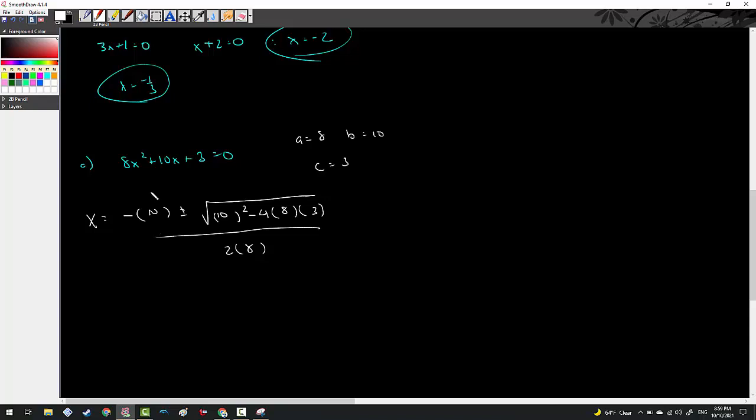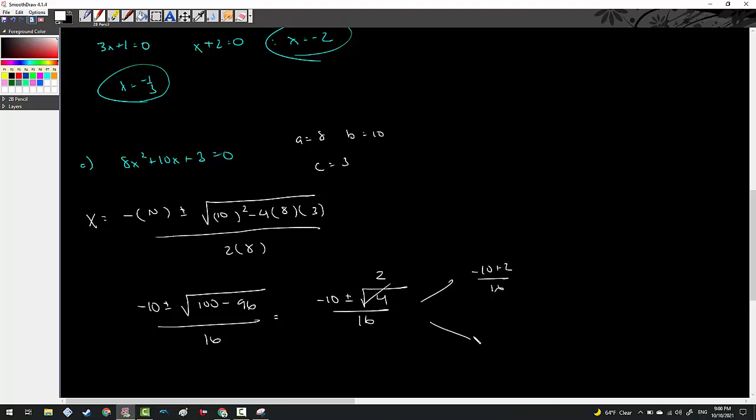But here we are. So this is going to be negative 10 plus or minus the square root of 100 minus 32 times 3, so that's going to be 96. And so from here, all over 16. So check it out. Another rational number that we're going to be getting inside. So negative 10 plus or minus the square root of 4 over 16. So that becomes 2. So what we have is negative 10 plus 2 over 16, negative 10 minus 2 over 16.